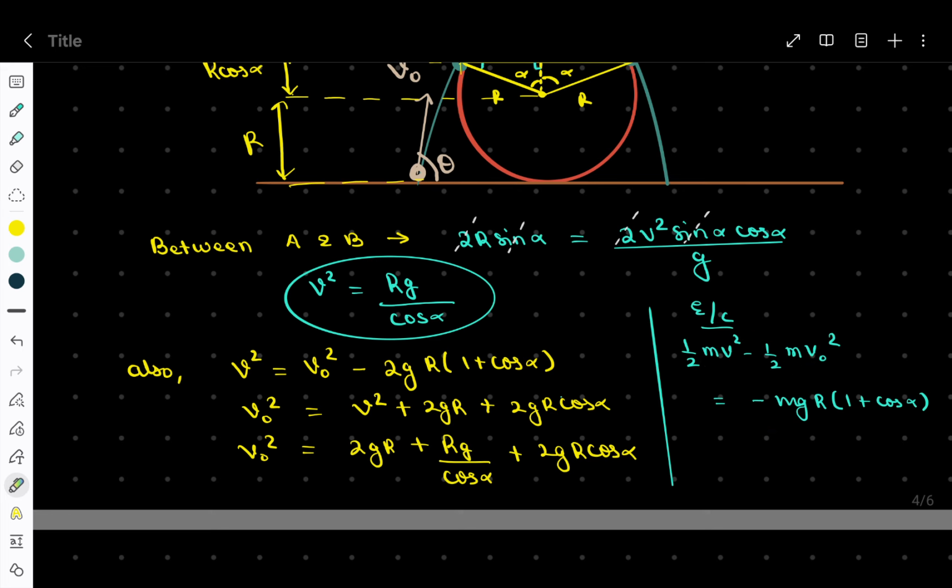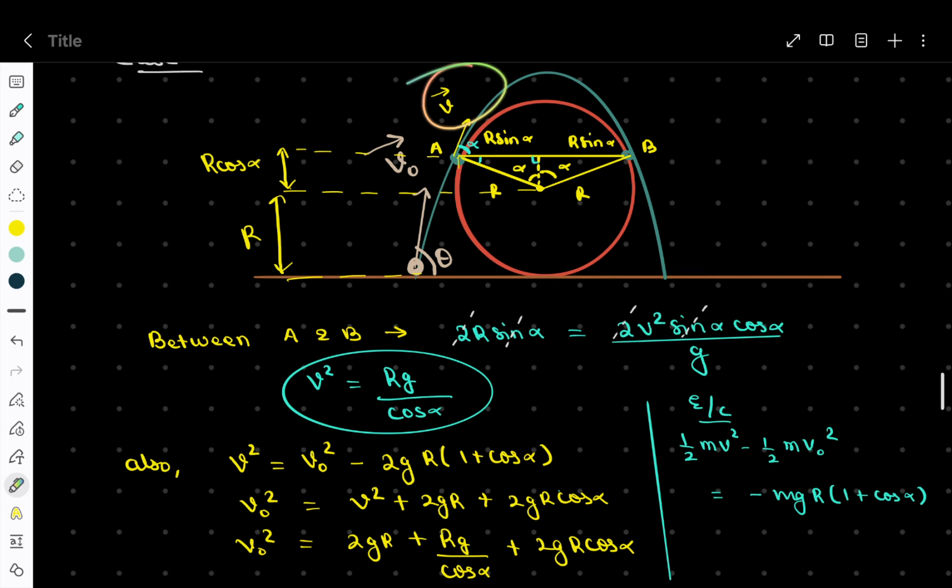Okay, so half mv square minus half mv0 square is equal to minus mg r (1 plus cos alpha). Now this is the work done by gravity. As the particle is moving upward from here to here, the work done by gravity will be negative. As well, this height can be written as r plus r cos alpha, right?